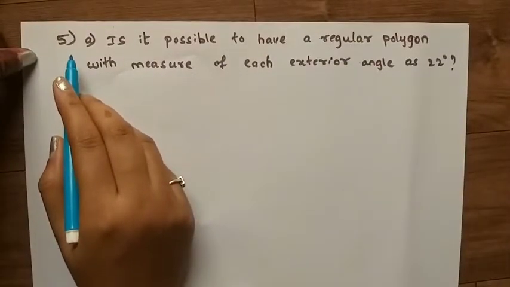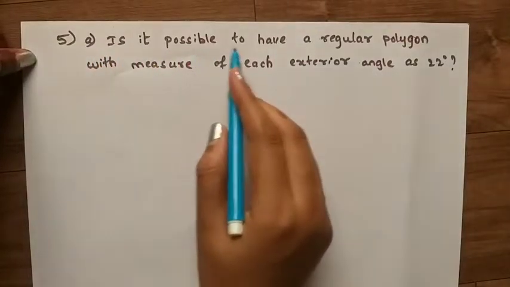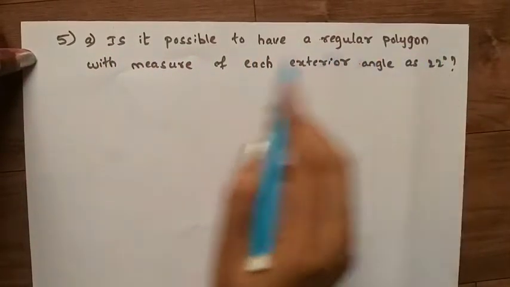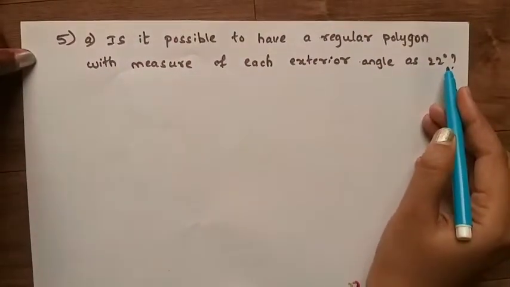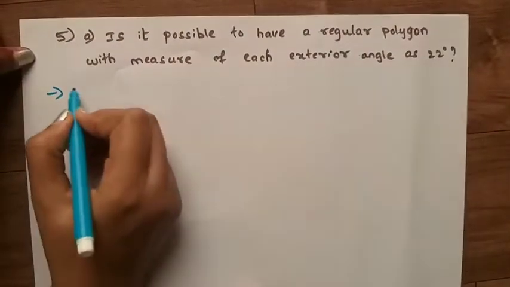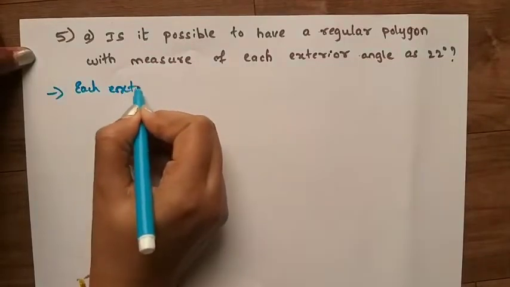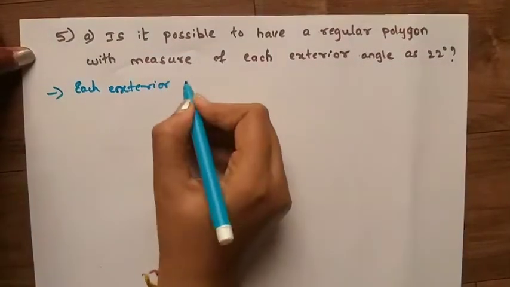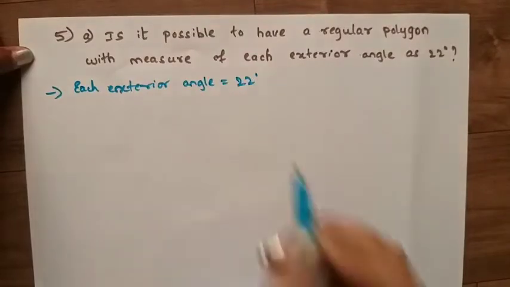Next question, again we have two sub-questions. Let's see the first one. Is it possible to have a regular polygon with the measure of each exterior angle as 22 degrees? Here in the question, what is given? They gave each exterior angle. So write each exterior angle is equal to 22 degrees.